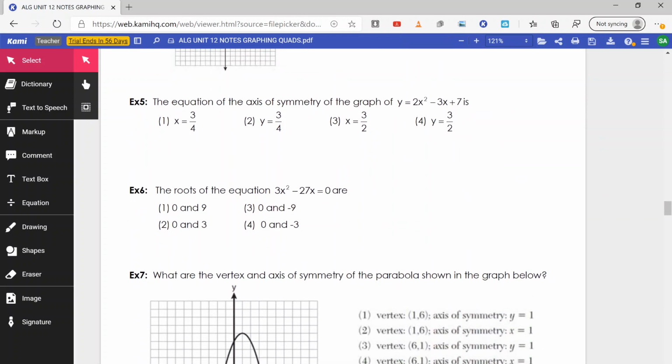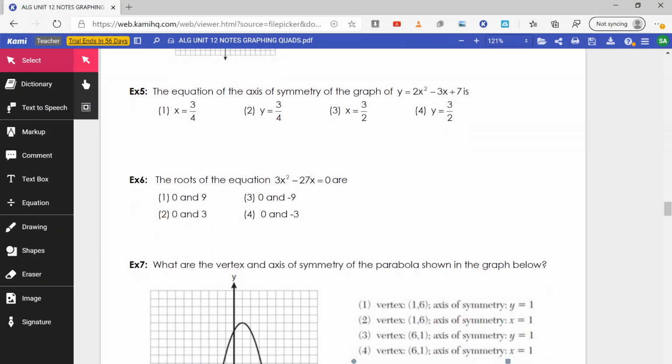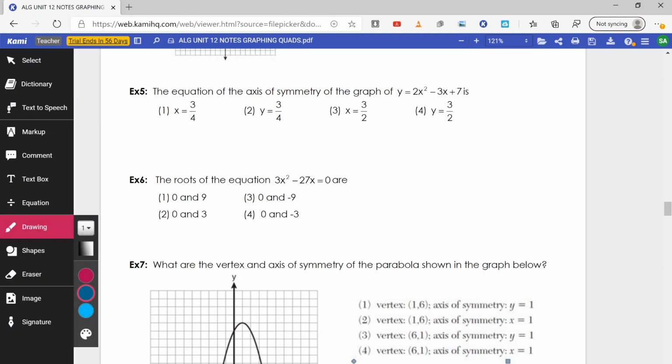Number 5 here, the equation of the axis of symmetry of the graph of this equation is blank. So again, you can look back at some of my other videos, but the axis of symmetry has the equation x equals negative b over 2a. So as long as it's standard order, highest exponent to lowest, which it is, the numbers go in order. So a is 2, b is -3, c would be +7.